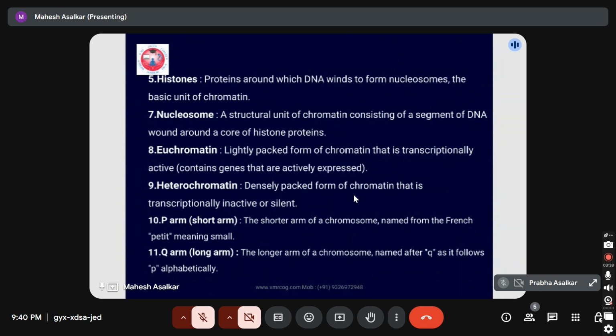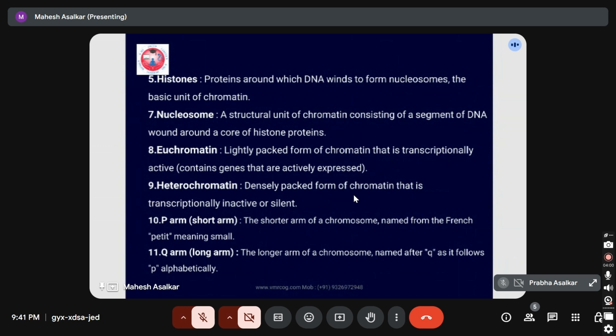So euchromatin is a lightly packed form of chromatin. Remember, and heterochromatin is a densely packed form of chromatin. So there is a difference between euchromatin and heterochromatin. So euchromatin is a lightly packed form of chromatin that is transcriptionally active, while heterochromatin is a densely packed form of chromatin that is transcriptionally inactive.